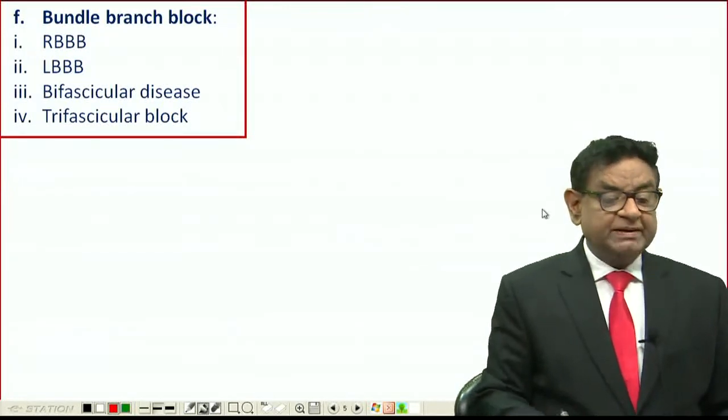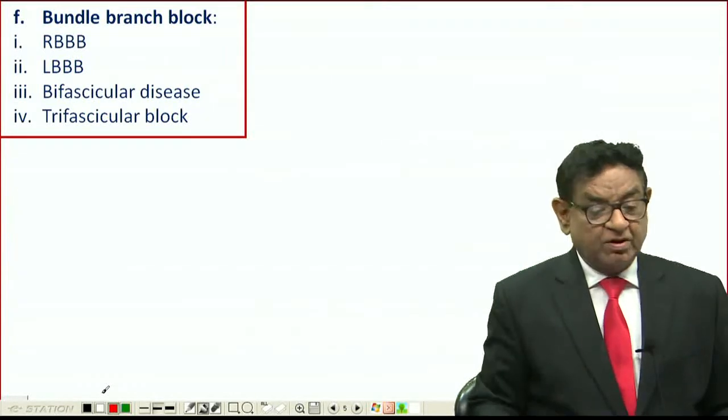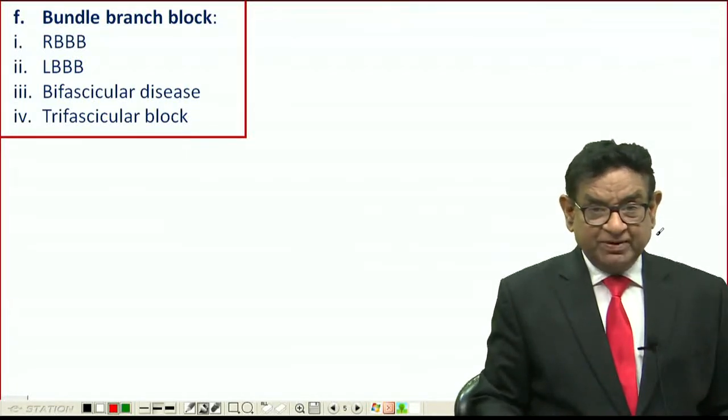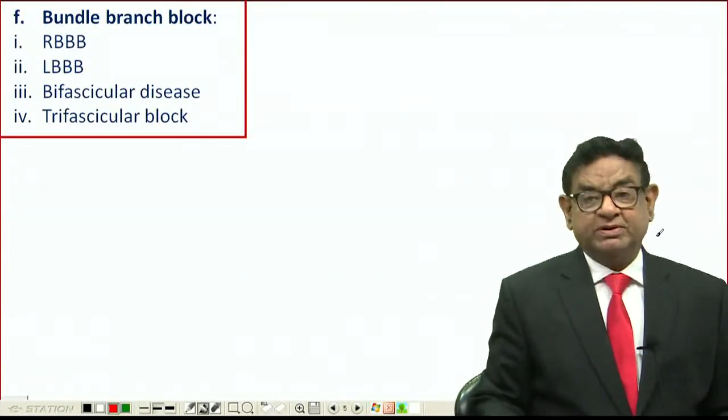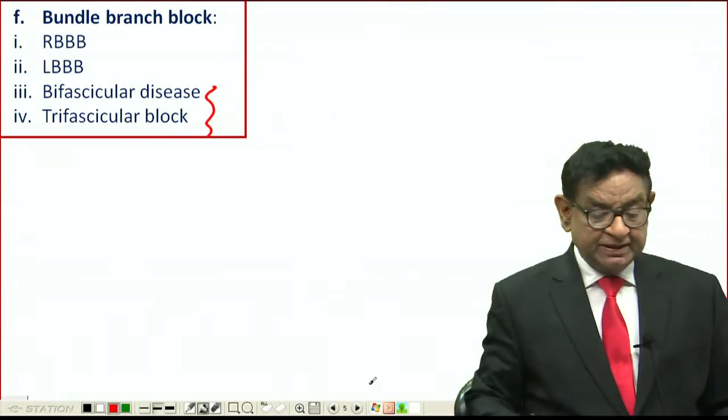Bundle branch block: right bundle branch block, left bundle branch block, bi or trifascicular block. RBBB is a benign condition, nothing to worry about. In LBBB we have to be very watchful about this condition, but bi and trifascicular block need to be paced.